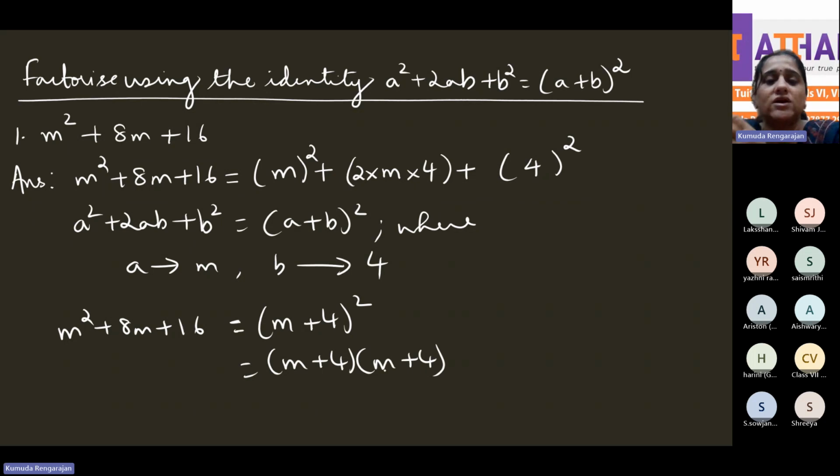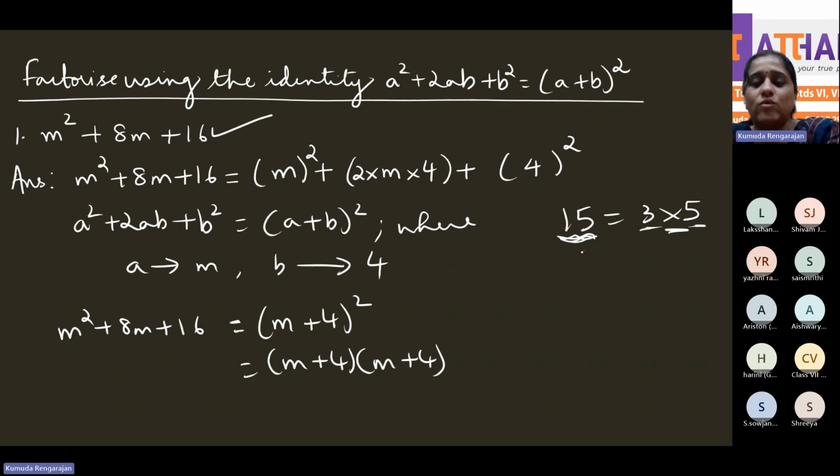What is factorize? You need to write the expression as a product of its factors. Factorize meaning write the given expression as a product of its factors. Recall 15. We write it as 3 into 5, a product of its prime factors 3 and 5. 15 is equal to 3 into 5. In the same way, this expression has to be written as a product of its factors, m plus 4 and m plus 4.